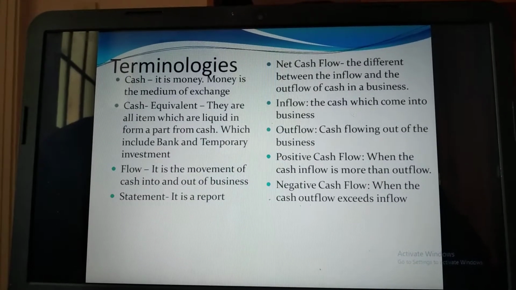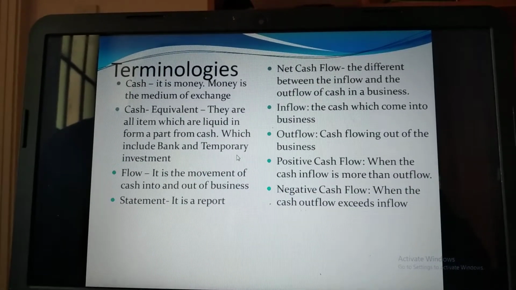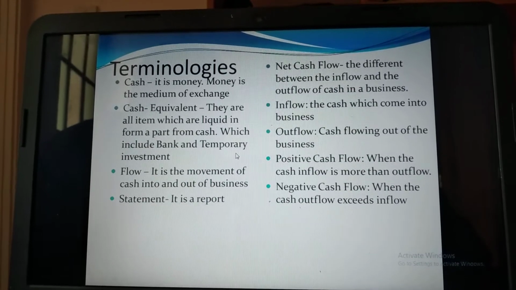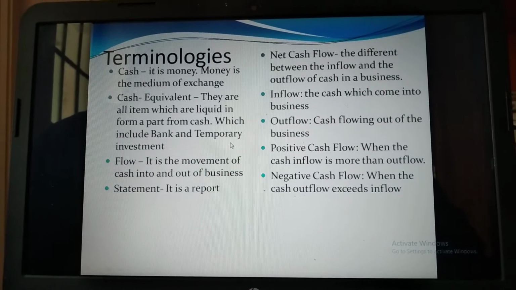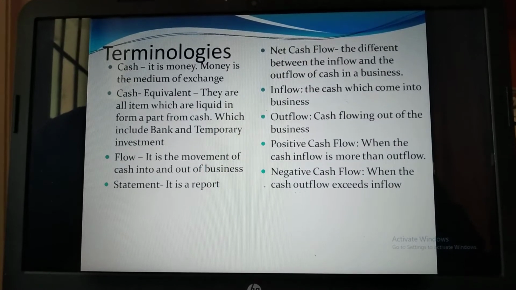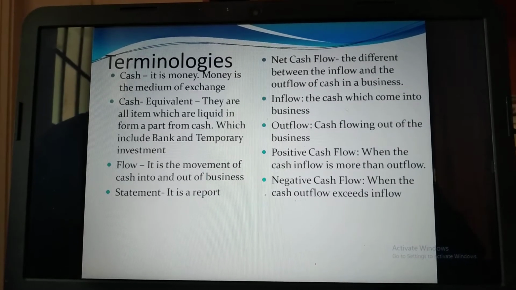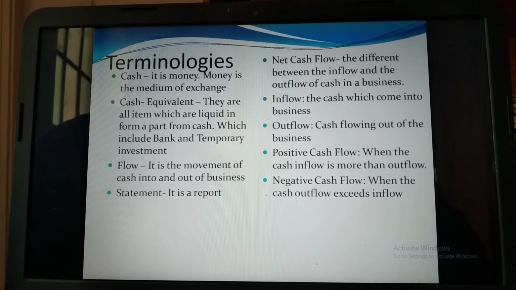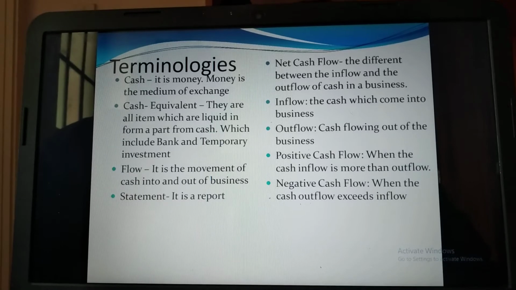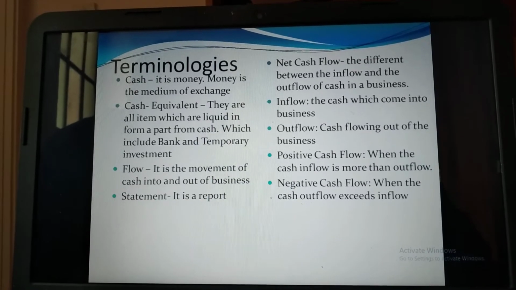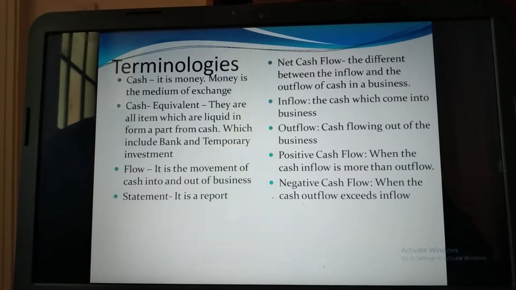Terminologies. So these are the terminologies which are normally involved in cash. What is cash? Cash, it is money. Money is a medium of exchange. What is cash equivalent? They are all items which are liquid in form, apart from cash, which includes bank and temporary investment. Flow, it is the movement of cash into and out of business. Statement, it is a report. Net cash flow, the difference between the inflow and the outflow of cash in a business.